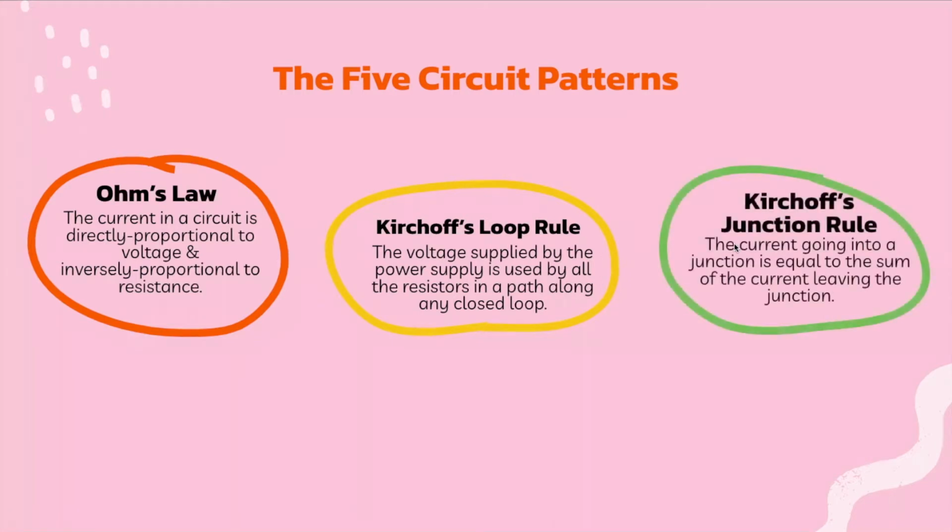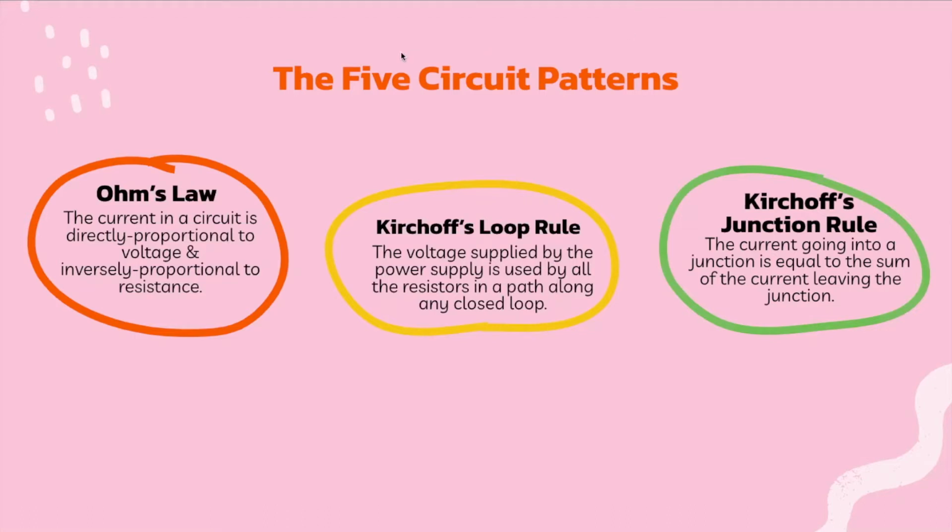Another one is Kirchhoff's junction or current rule. The current rule says that the current going into a junction is equal to the sum of the current leaving the junction. This is a conservation of charge statement. It's saying that the charge that goes into a junction has to split up over the branches and equal the charge that leaves the junction.